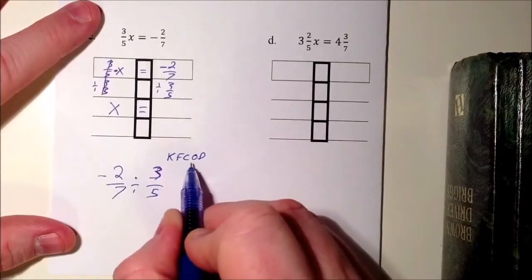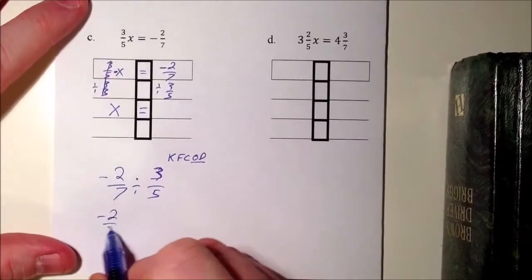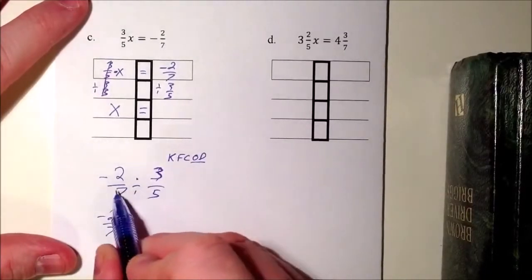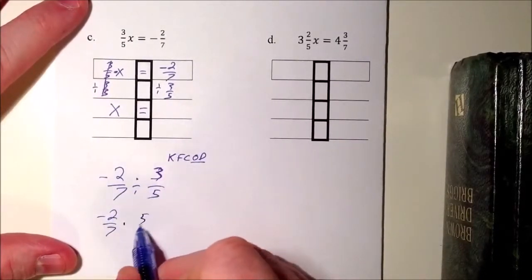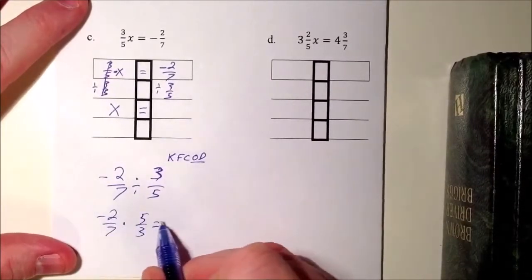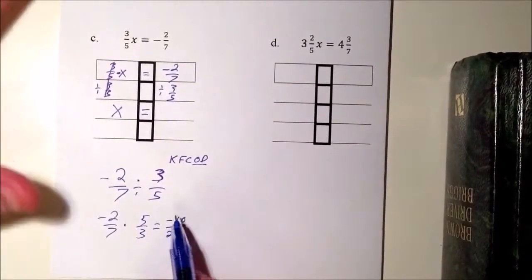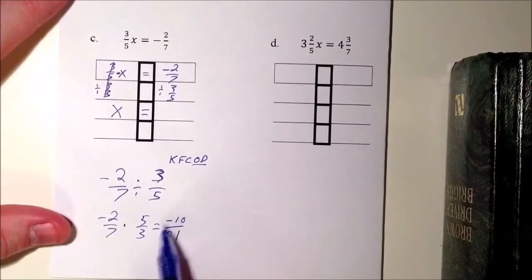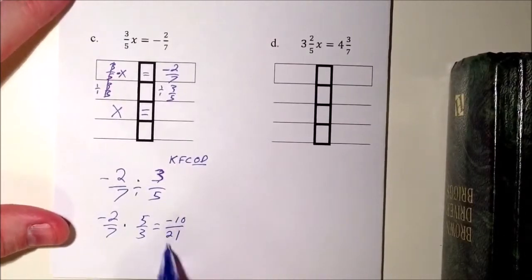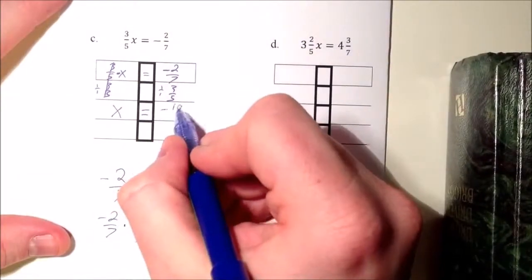So remember, it's KFC OD. Kentucky Fried Chicken, only drumsticks. The whole point here is that you have to remember this is only division. You do KFC. So negative 2/7 times, keep it, flip it, change it. So this becomes negative 10 over 21. Then I ask myself, is there anything that goes into this? Can this reduce at all? Well, the only things that go into 21 are 7 and 3, and 7 and 3 don't go into 10. So that's my answer, negative 10 over 21.